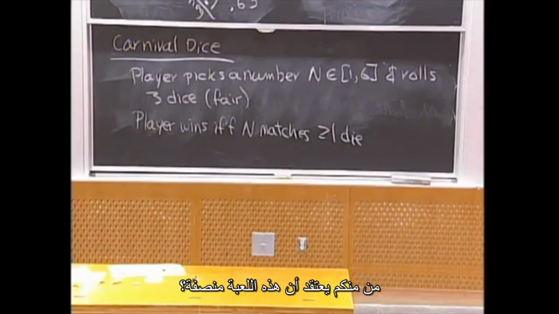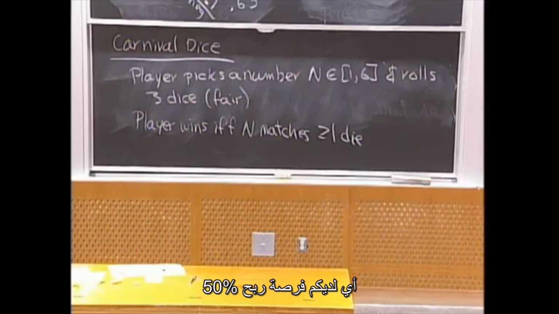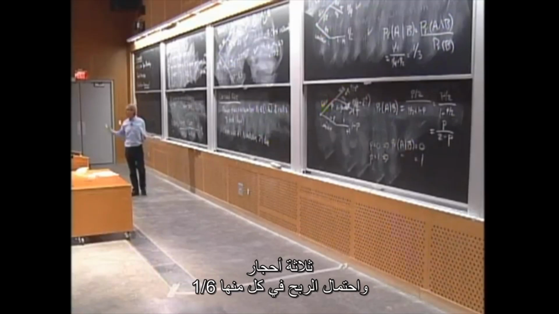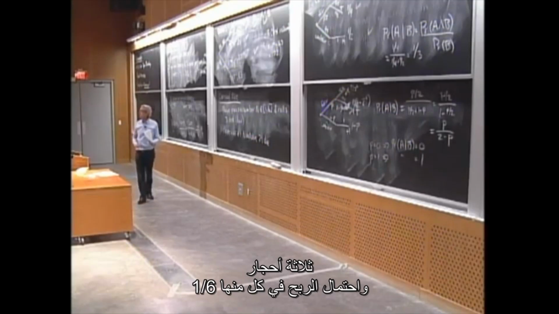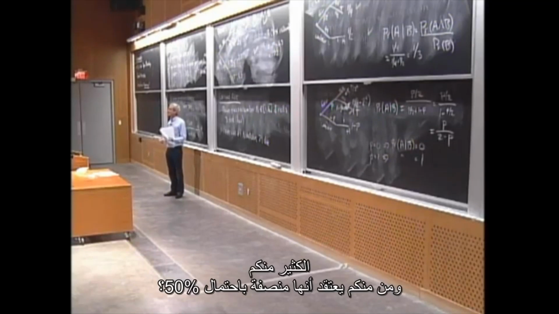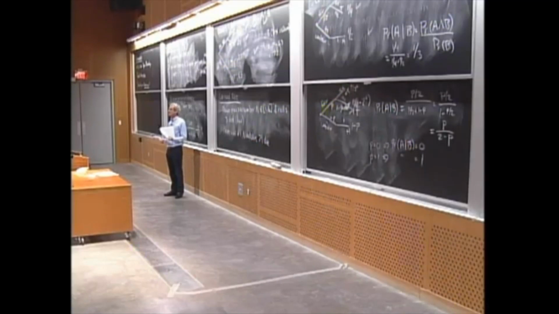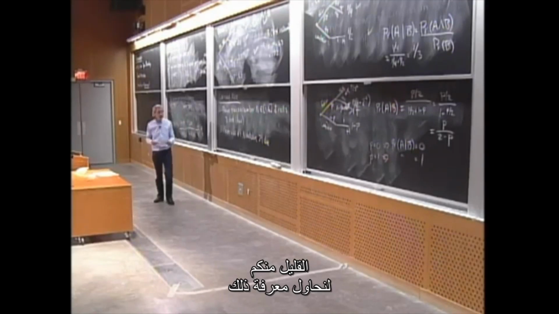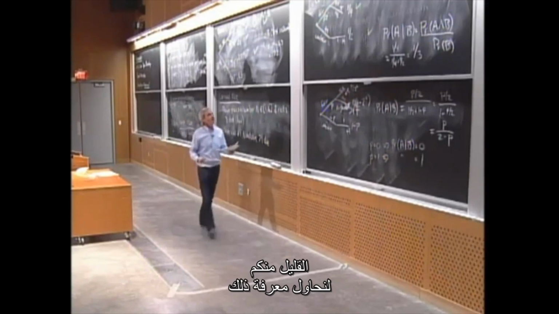So how many people think this is a fair game? You got a 50-50 chance of winning. 3 dice, each 1/6 chance of winning. Anybody think it's not a fair game? All right, a bunch of you. How many people think it is a fair game? 50-50. A few. All right, well, let's figure it out.